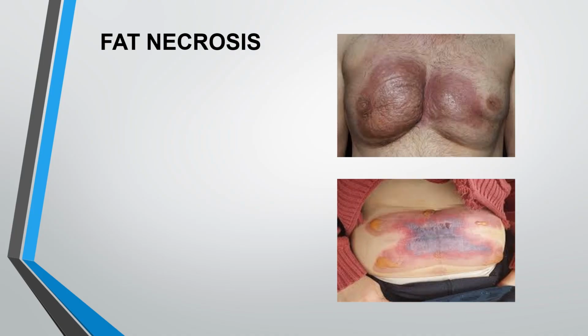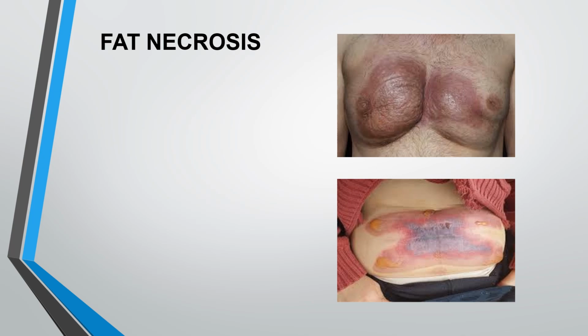Fat necrosis is exactly what it sounds like, death of adipose tissue. But the why is what makes it interesting. This most commonly happens due to trauma, especially in breast tissue, or as a complication of acute pancreatitis. In pancreatitis, digestive enzymes escape and start doing what they do best, digesting things that absolutely should not be digested.